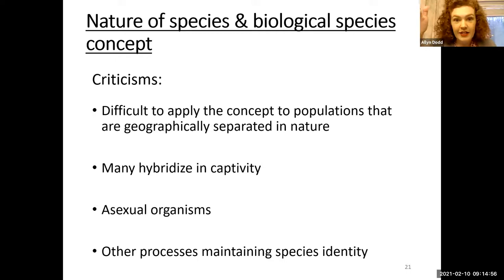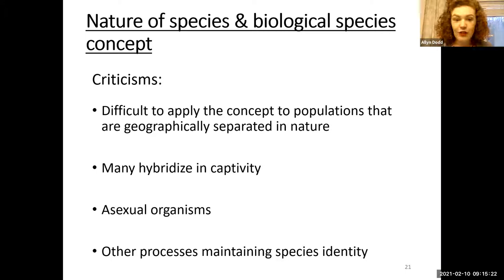You go to a taxonomy session at a scientific conference, if a conference still has one of those, and sometimes people get a little heated about taxonomy, and about who is, you know, are they two species? Are they one species? What is a species? This is still something that scientists debate. So, criticisms of the biological species concept.